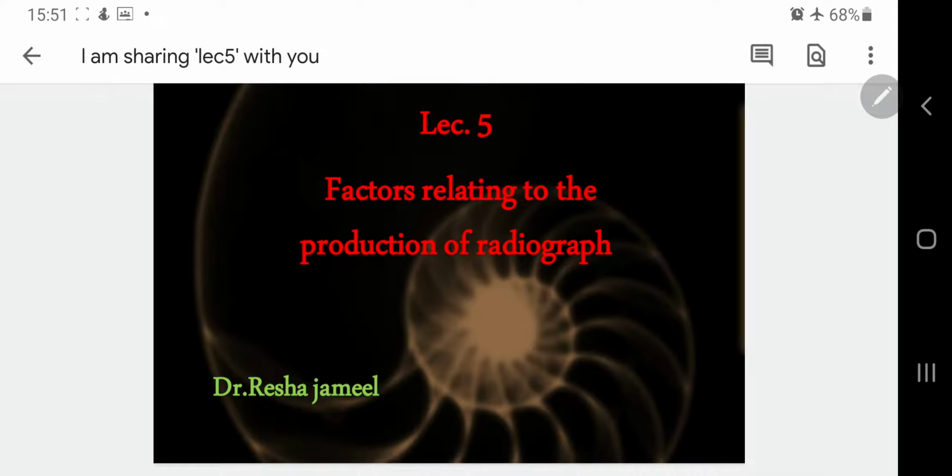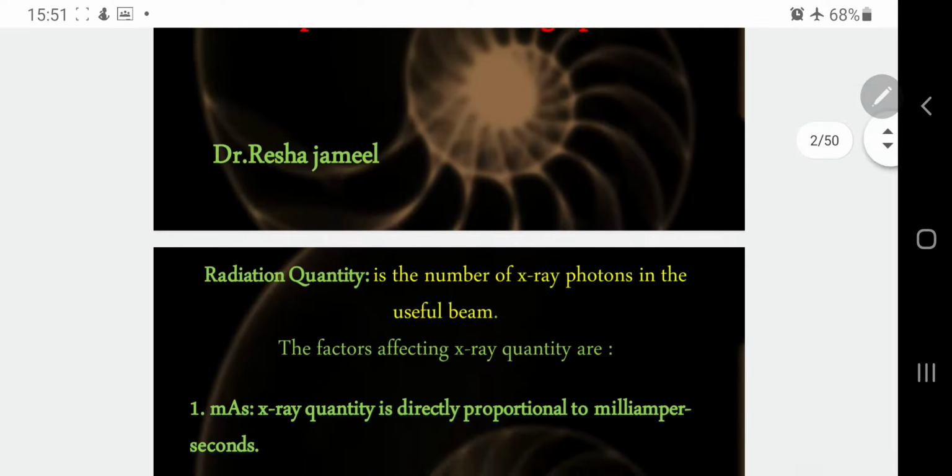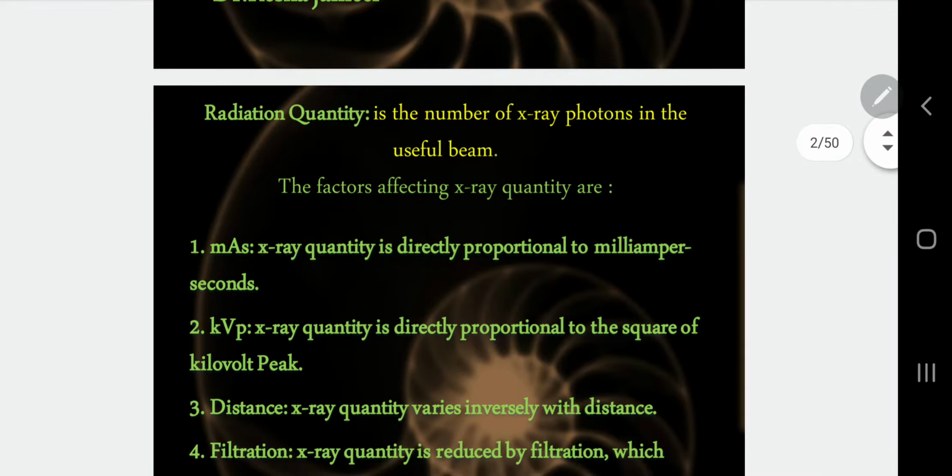Factors relating to the production of radiograph. Radiation quantity is the number of X-ray photons in the useful beam. The factors affecting X-ray quantity are: 1. Milliampere. The X-ray quantity is directly proportional to milliampere per second.